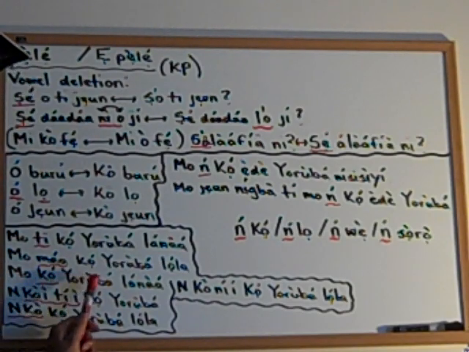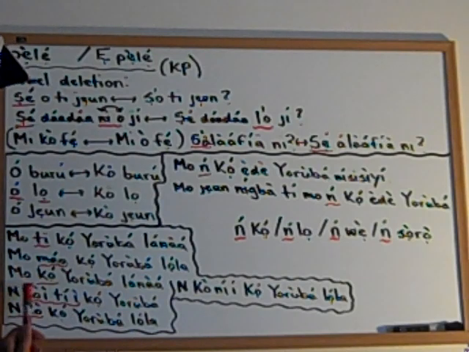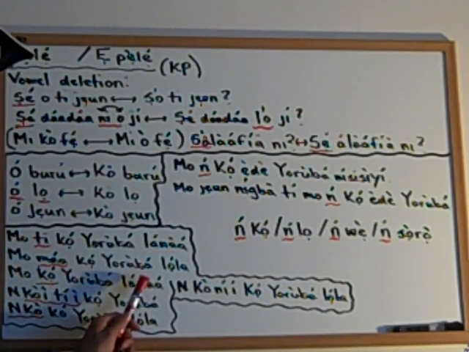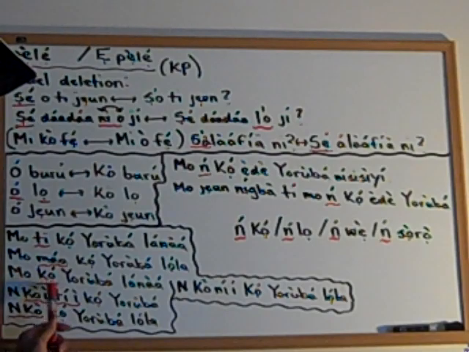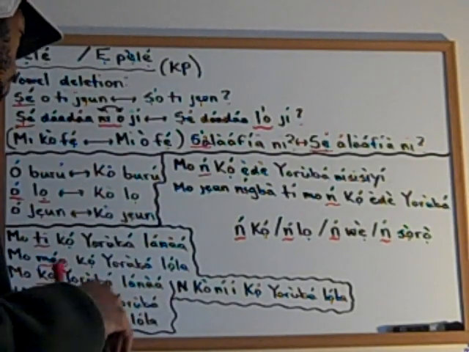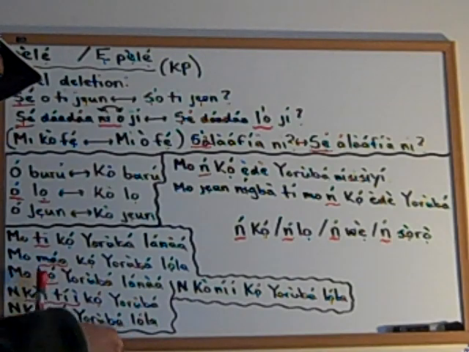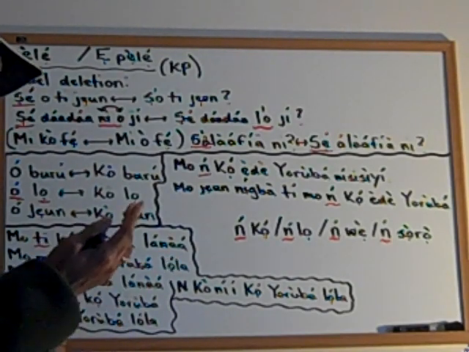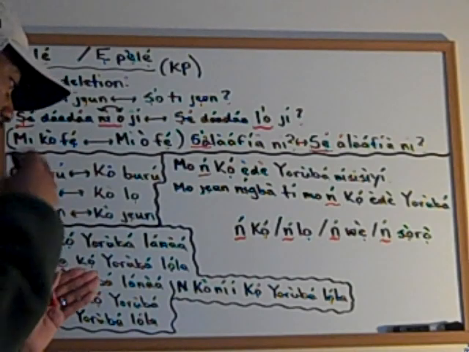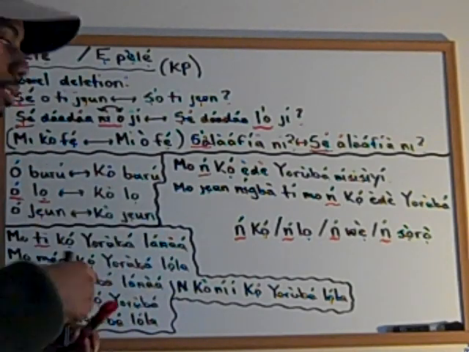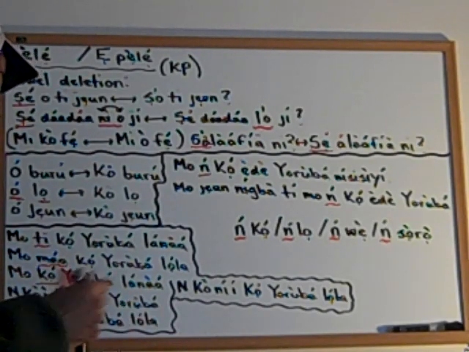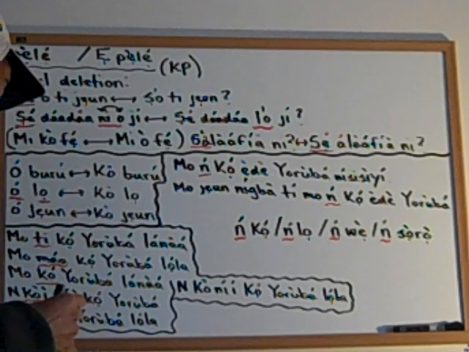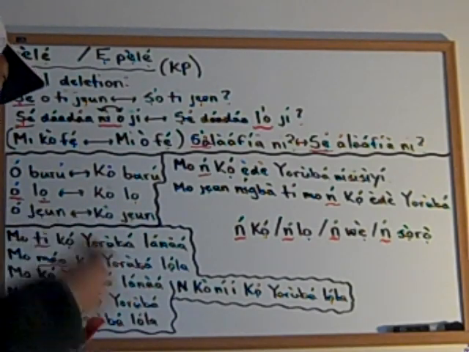Mo ko Yoruba lana. So this is not saying I have studied, it's just saying I studied Yoruba yesterday. And we talked about this in the last lesson. When you just take a regular verb, if you look up study or learn in the dictionary, it's going to give you ko. And when you put it in a context like this, it's like past tense, like I did it. So Mo ko Yoruba lana. I studied Yoruba yesterday. All right, just study. Not I have studied, but just I studied.